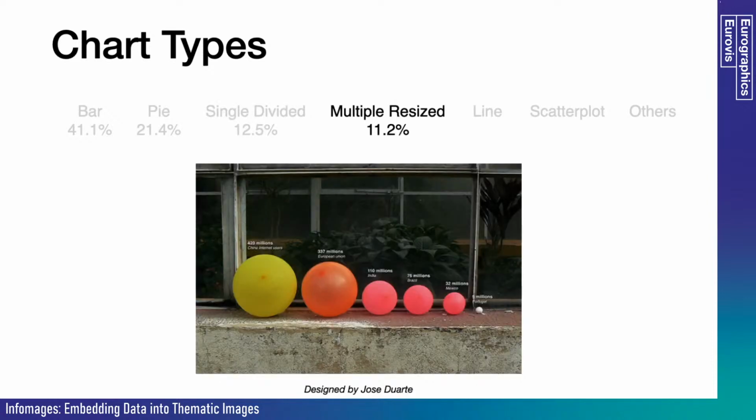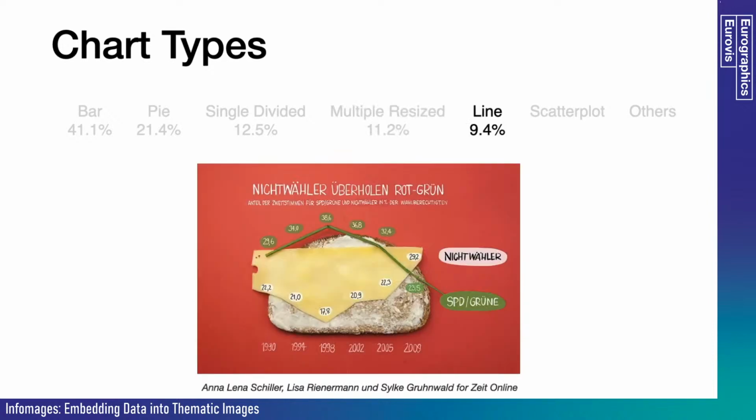Next, we have the multiple resized object type, which was present in 11.2% of the graphics. Here, multiple objects in the image are resized to represent data values. In this case, multiple balloons of different sizes represent data values. Next, 9.4% of the graphics consisted of line charts.